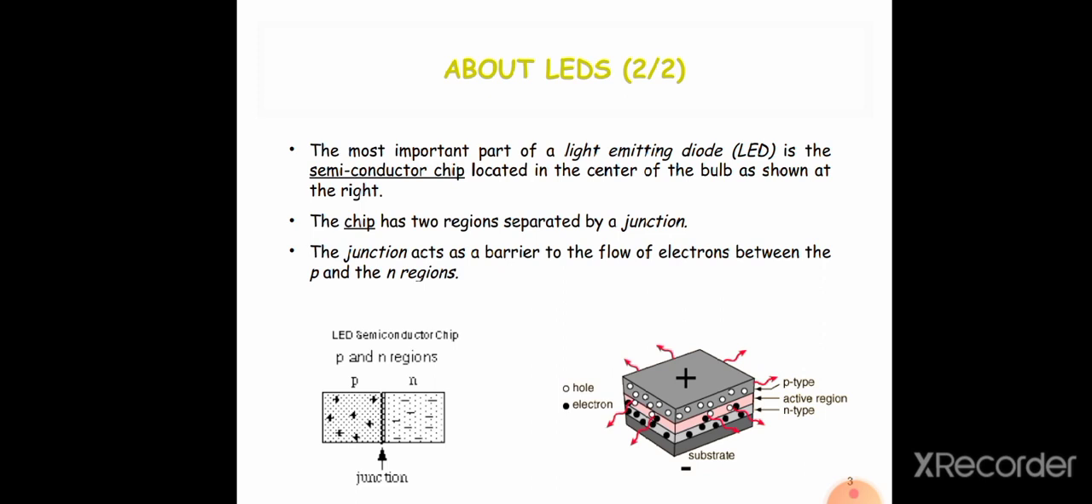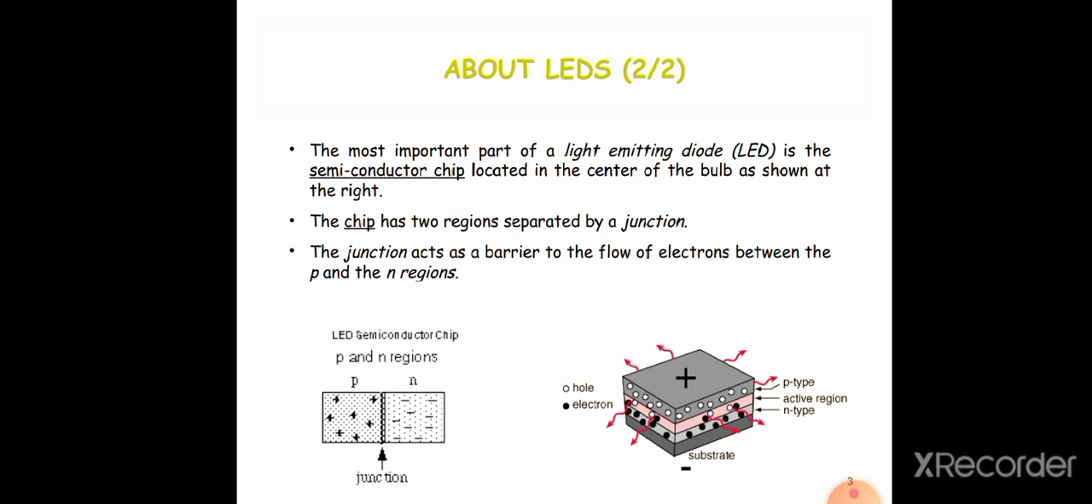The special type of materials, that is gallium arsenide, gallium phosphide, gallium arsenide phosphide, is used in this active region so that it will generate the light. Whenever it starts conduction, it produces the light.